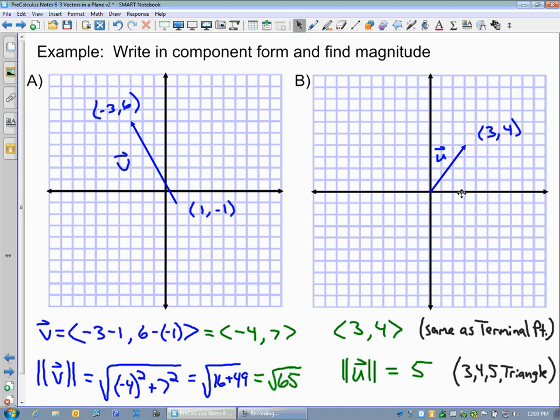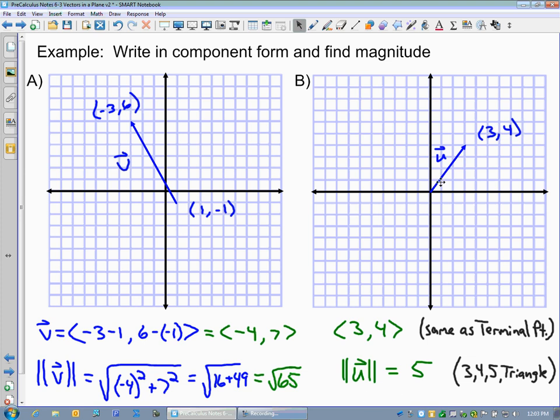But if you can recognize a 3, 4, 5 triangle or other Pythagorean triples like 5, 12, 13, 7, 24, 25, or even 8, 15, 17, those are some common ones. Remember, plus any multiples of those as well. So 6, 8, 10 would be a Pythagorean triple just like 3, 4, 5. So those can be time savers when we can work smart rather than hard.